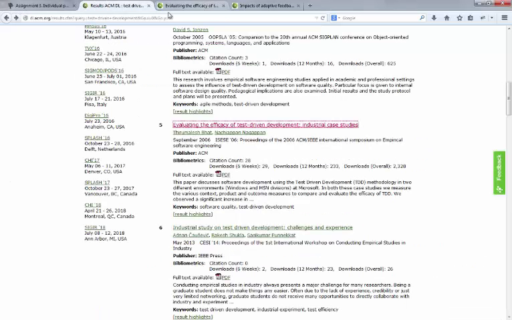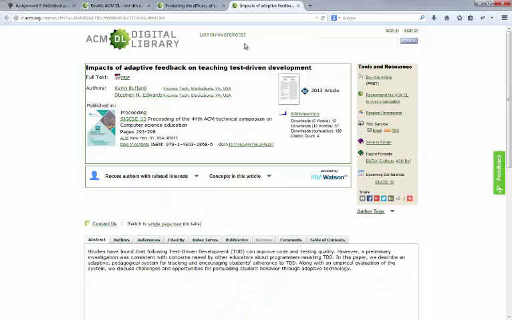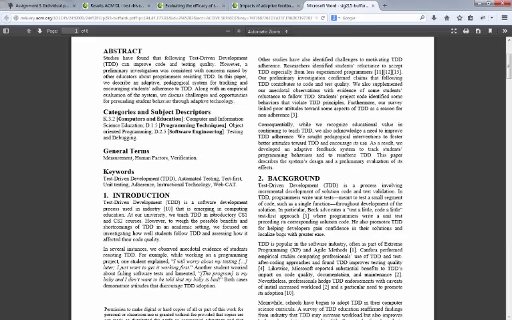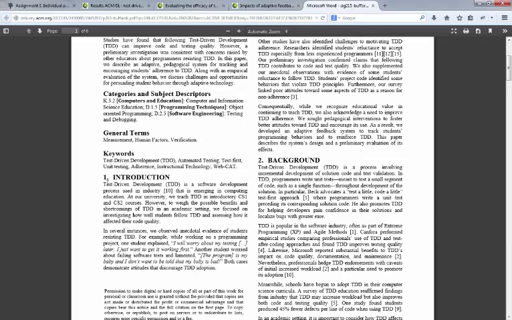So I'm going to see if we can find perhaps some paraphrasing. So let's take a look at this first sentence. They say that test-driven development, TDD, is a software development process used in industry. So they're making a claim. They say that test-driven development is used in the industry, right?